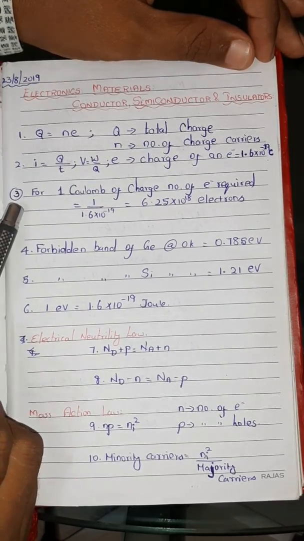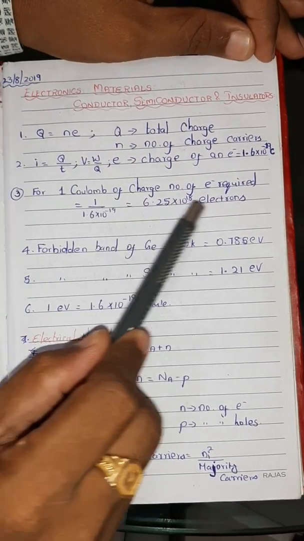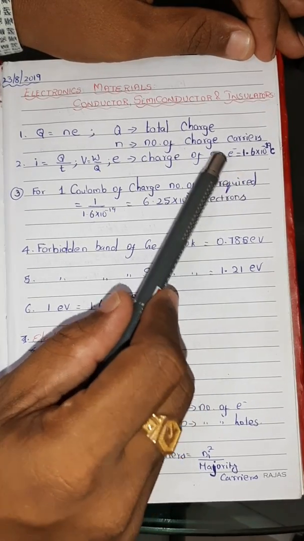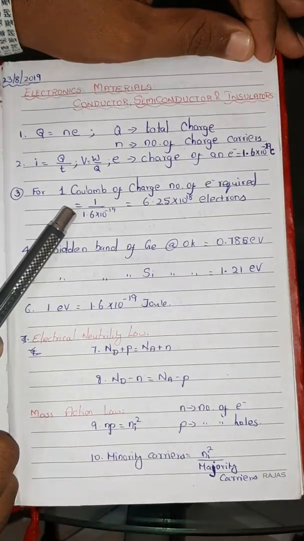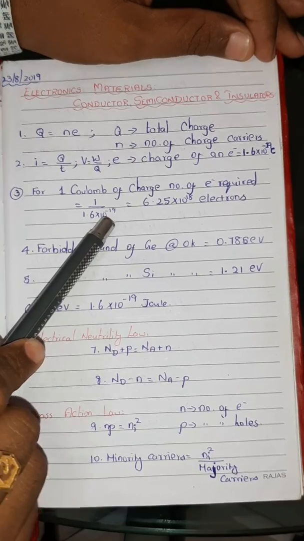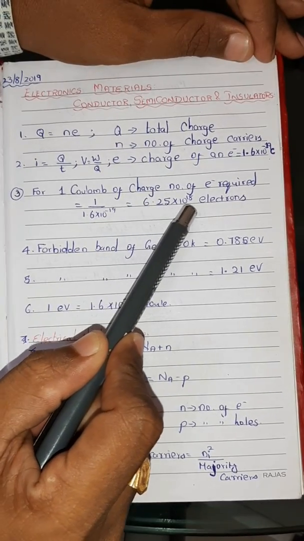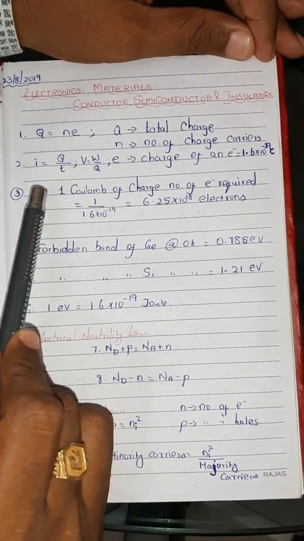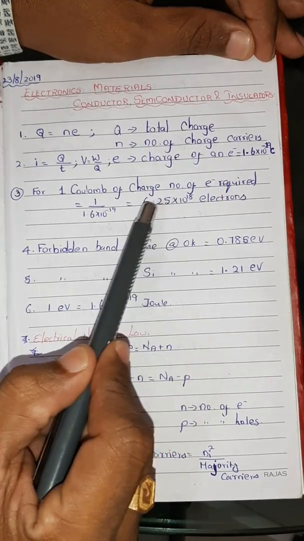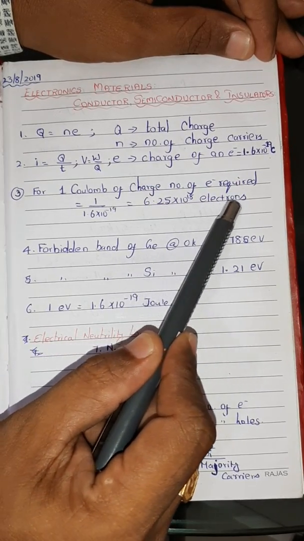Number 3, for 1 coulomb of charge, the number of electrons required is the reciprocal of the charge of a single electron, that is 1 divided by 1.6 into 10 power minus 19, which is equal to 6.25 into 10 power 18 electrons. So for 1 coulomb of charge, the number of electrons required is 6.25 into 10 power 18.